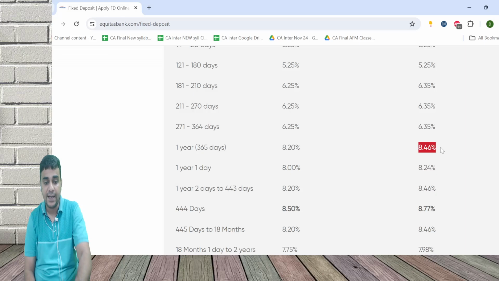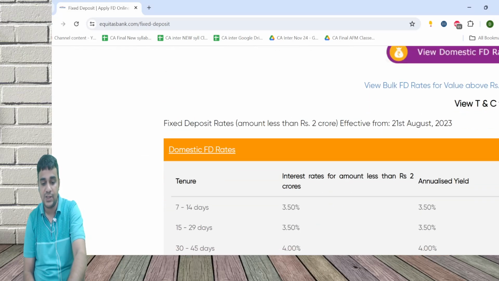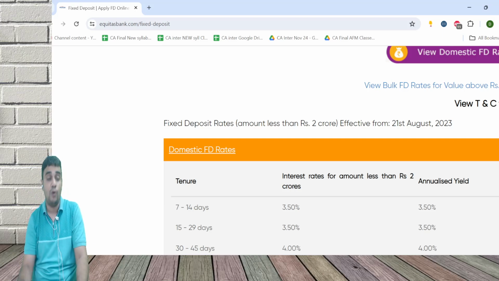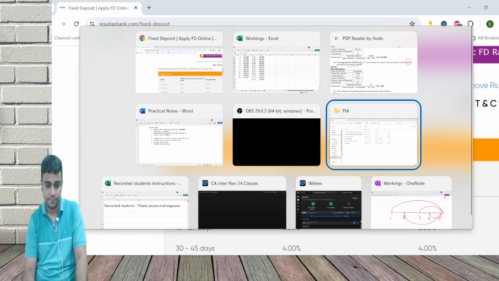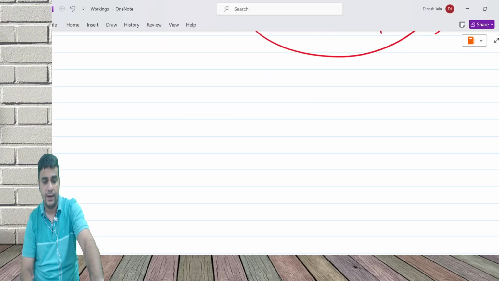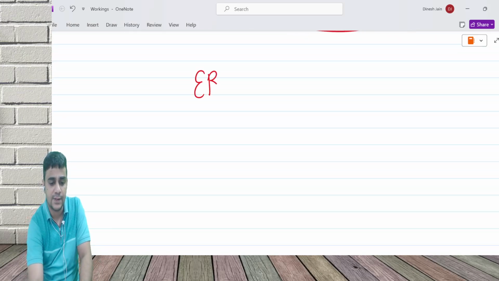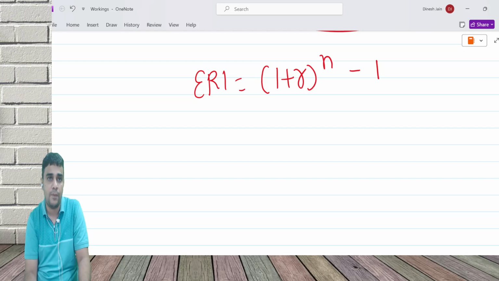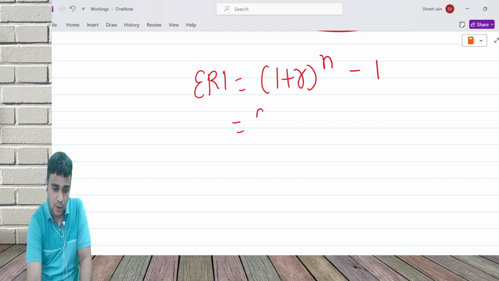12.68%. The bank is saying interest rate annualized yield, I will give you 12, but you will get 12.68. I'll give you 10, you will get more than 10. How is that happening is the next concept. Now how do I calculate this, listen. Effective rate of interest is equal to (1 plus r) the whole power n minus 1.